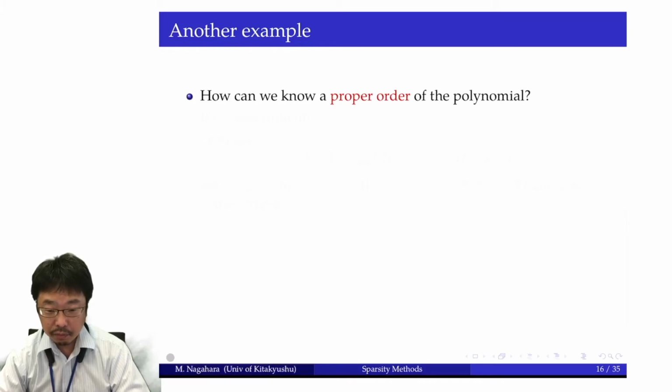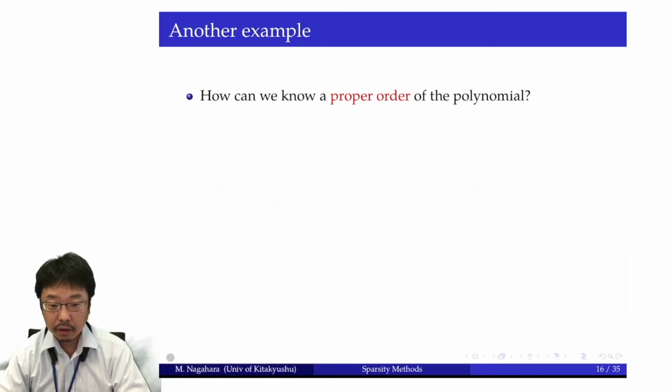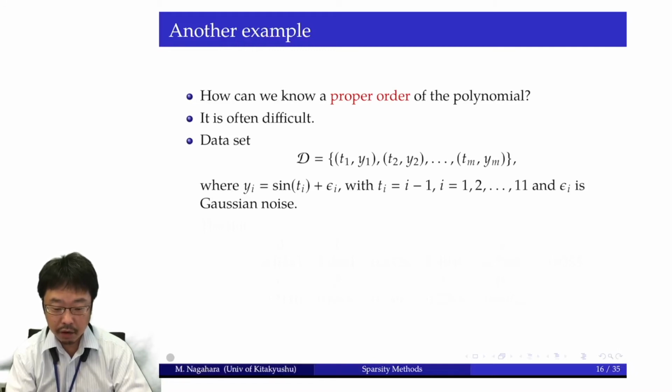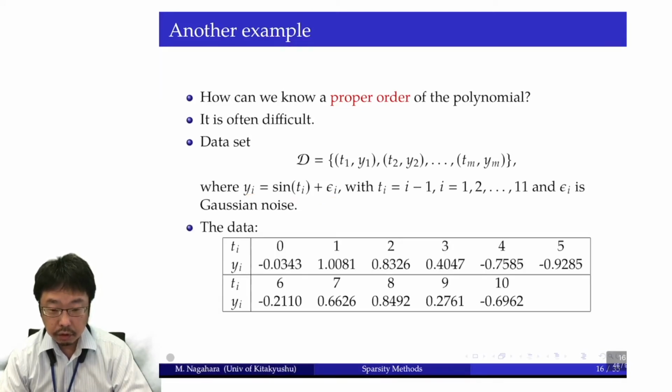In the previous example, we assumed to know the order of the original polynomial, and we assumed a first-order polynomial for curve fitting. However, how can we know a proper order of the polynomial? It's often difficult. For example, let us consider a dataset D generated by a sine function like this with Gaussian noise. From this, the data is given in this table.